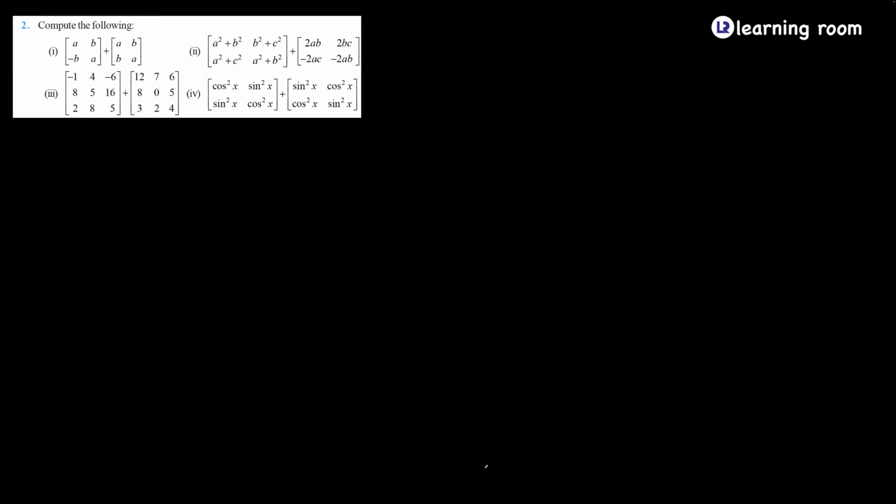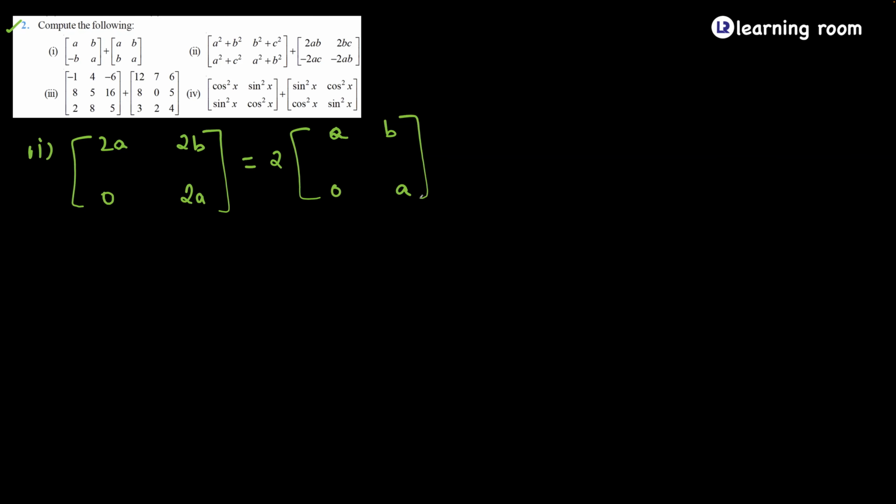Listen. Compute the following. You have AB minus BA plus AB BA. So we need to find the sum of these two. The answer will be 2A, 2B, 0, 2A. Can I write this like this, 2 into AB, 0A? Both mean the same. Okay.